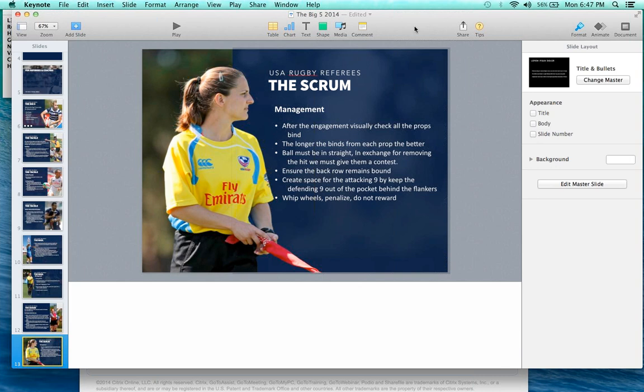As well as you say crouch, bind, and set, when you say crouch, you need to let the players crouch and you need to see it happen before you move on to bind. Same thing at bind, you need to make sure they're binding and they're finished binding before you then move on to set. And then after set, you're going to let the scrum become stable and calm and static, and then we'll get the ball in.